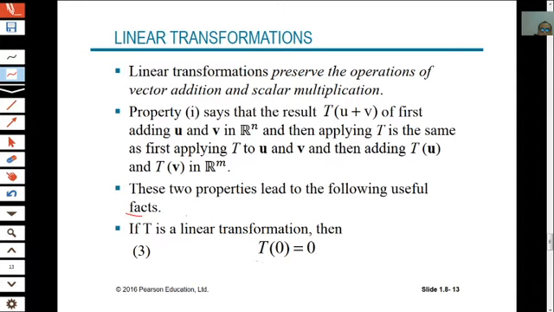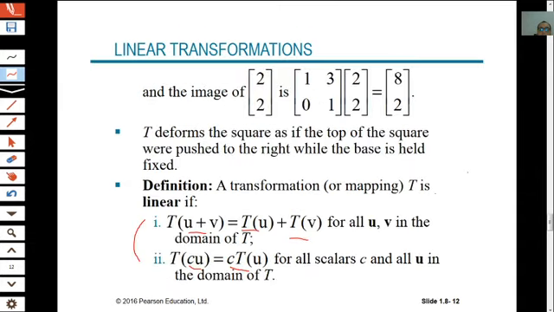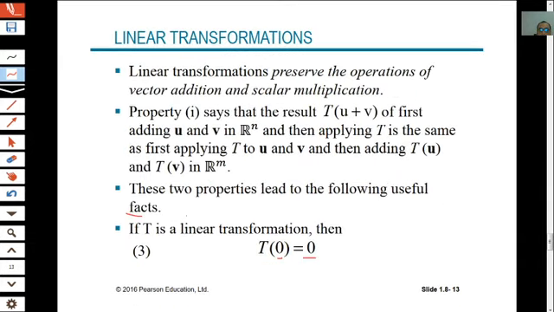The first one is that if T is a linear transformation, then the image of the zero vector is equal to itself, always, for every linear transformation. We can see this easily by using the properties written here. So T of zero, I am writing the zero vector in bold, like this one.